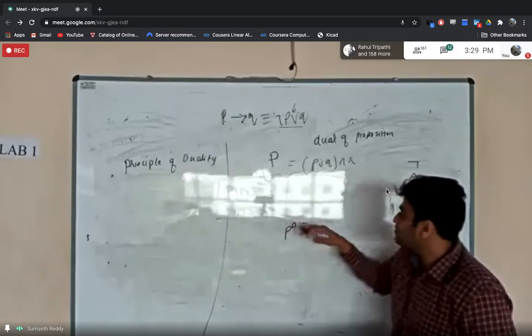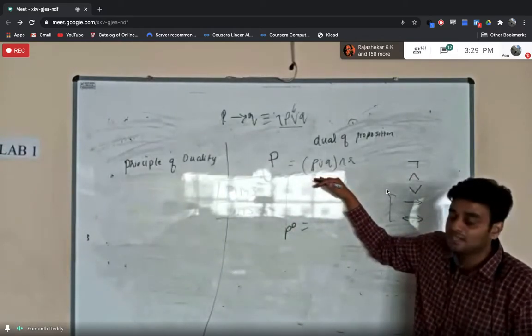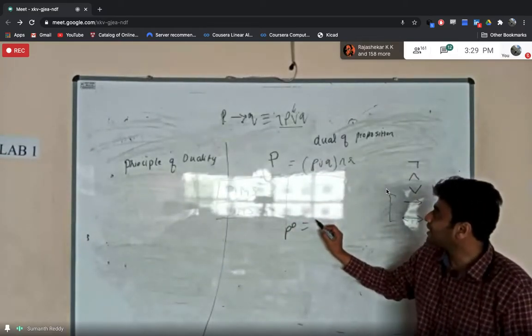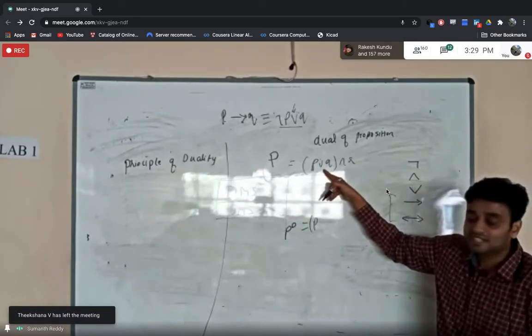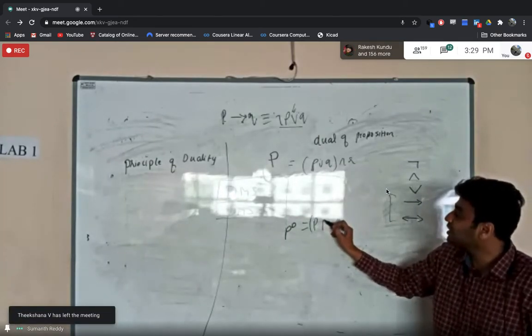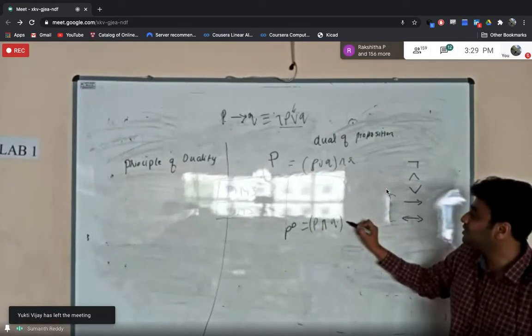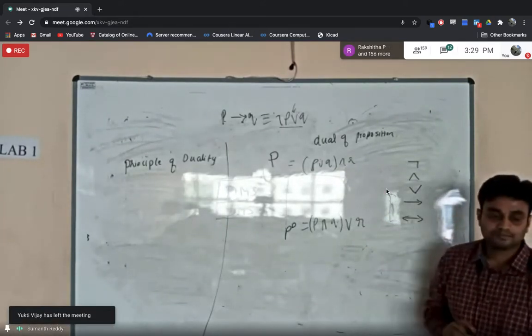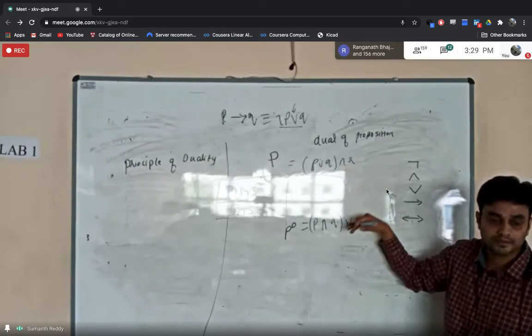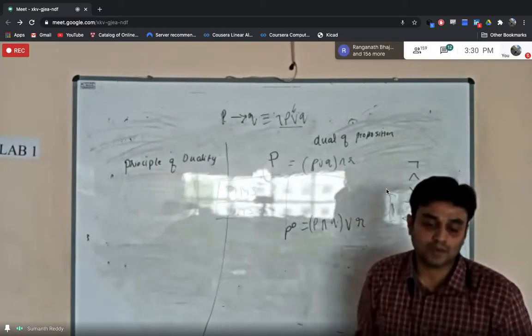In the previous example, if I have to find the dual of this, how can I solve it? The disjunction has to be replaced with conjunction, giving p and q, and again the conjunction has to be replaced with disjunction, giving r. So this is the dual of this one. Similarly, I'll take one more example.